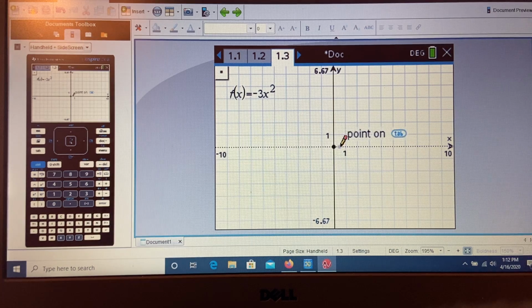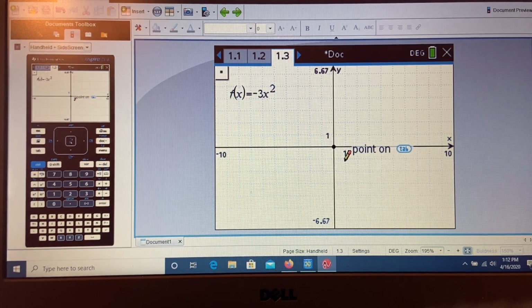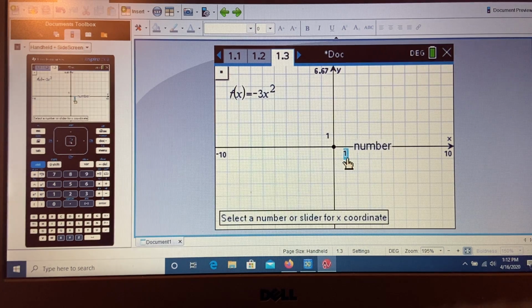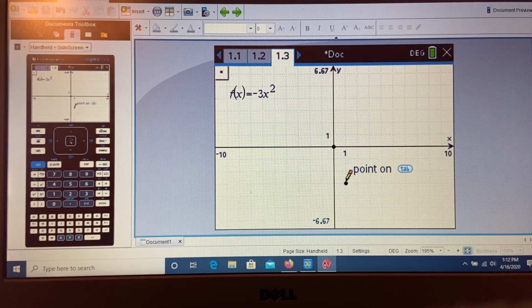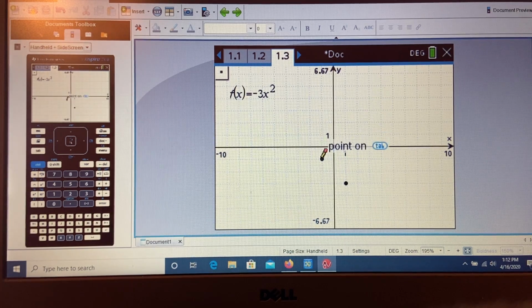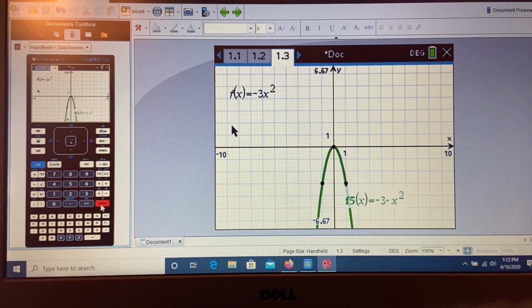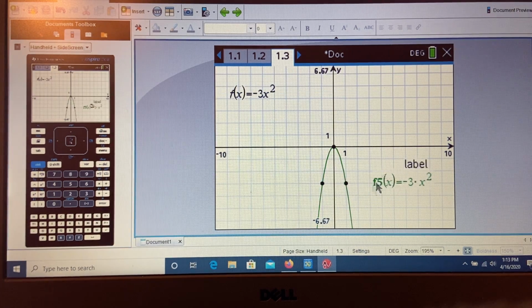So we know our next points are going to be down here. So our parent function would be over 1, down 1. But this is multiplied by 3, so we're going to go over 1, down 3. 1, 2, 3. And then it's symmetrical, so we go negative 1, 1, 2, 3. So let's put our equation in, and see if those match. Negative 3x squared. And so our equation goes through those points that we graphed.